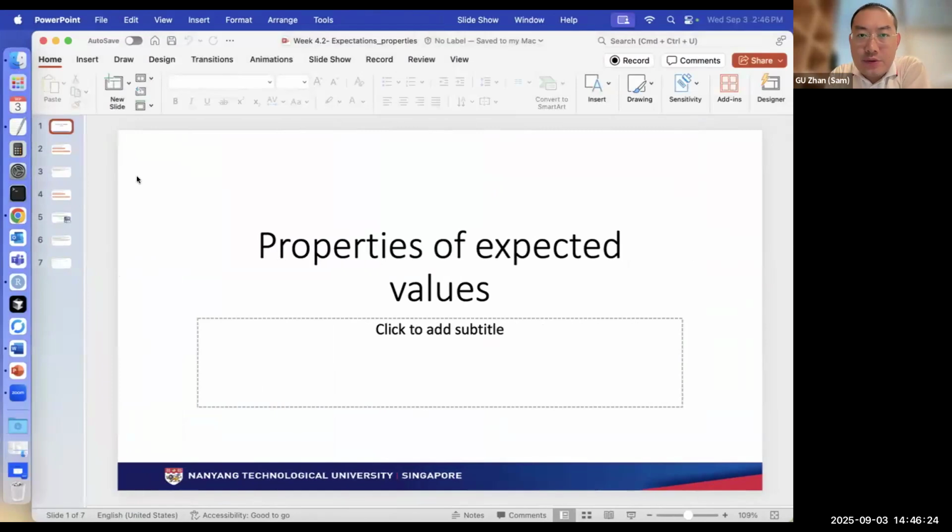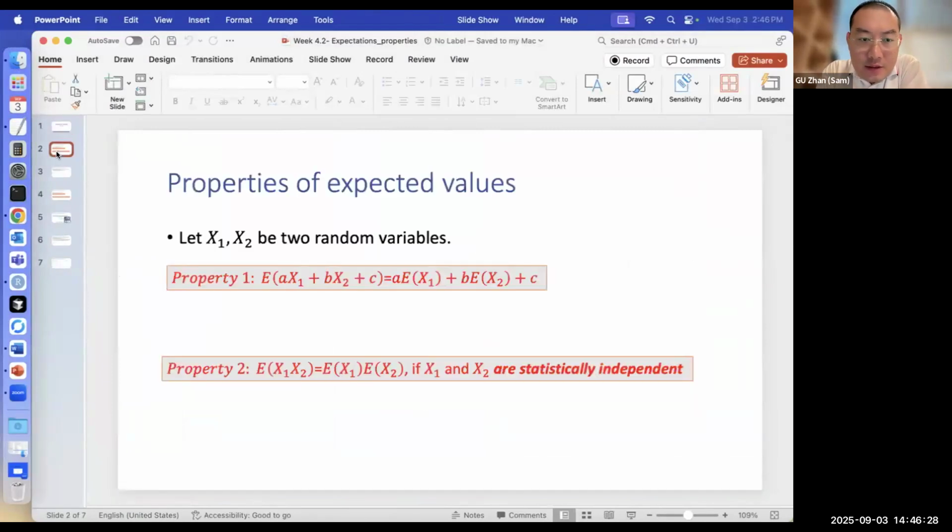Then for 4.2, expectation properties. The first property is linearity. If you have a coefficient times the random variable, then the expectation of alpha X is equal to alpha times the expected value of X.